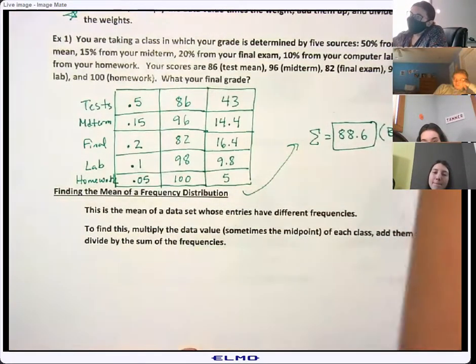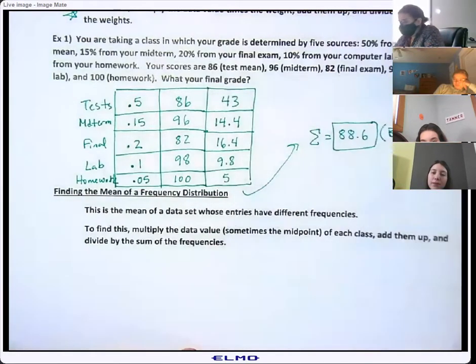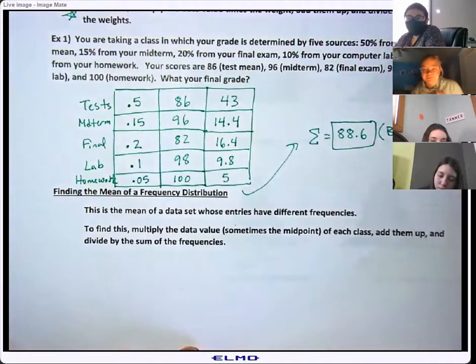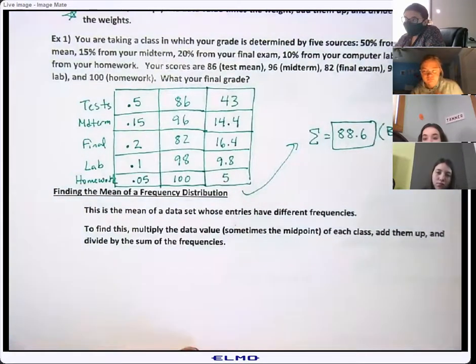Are you looking at our old notes? Oh, nice. Everybody okay if I move on? You need a little bit more time, Mitchell?